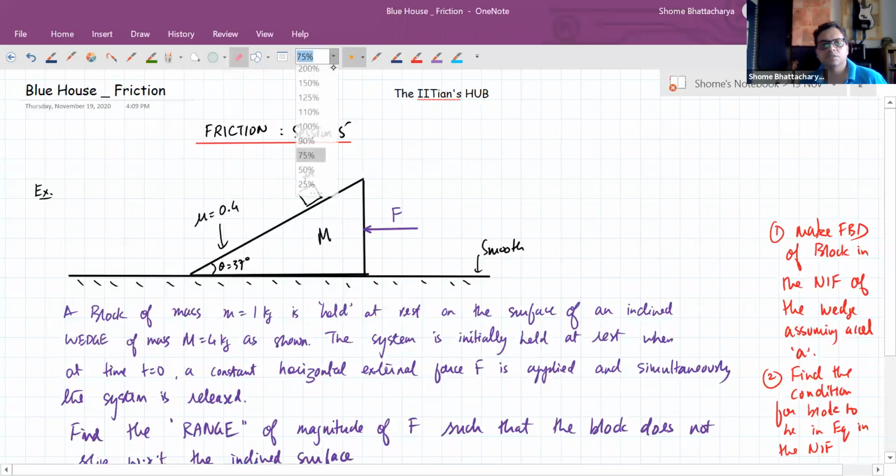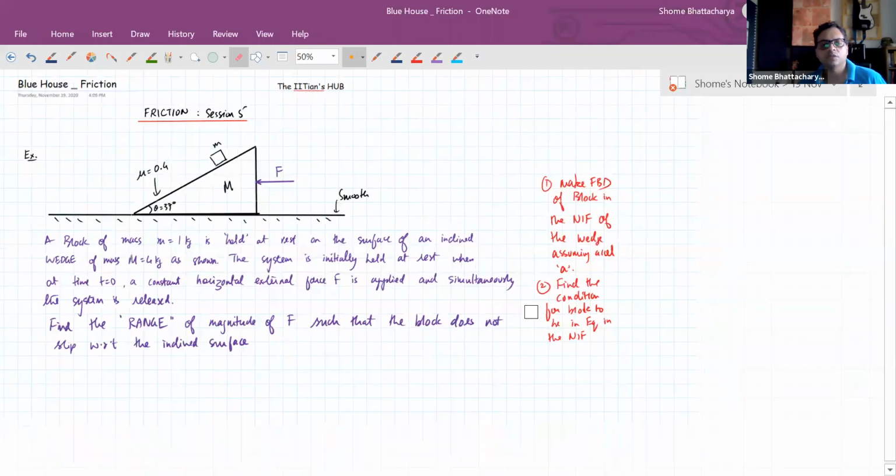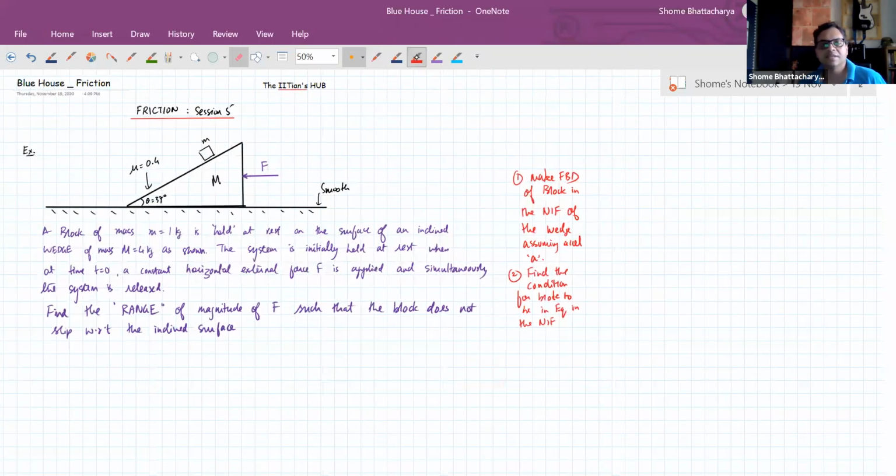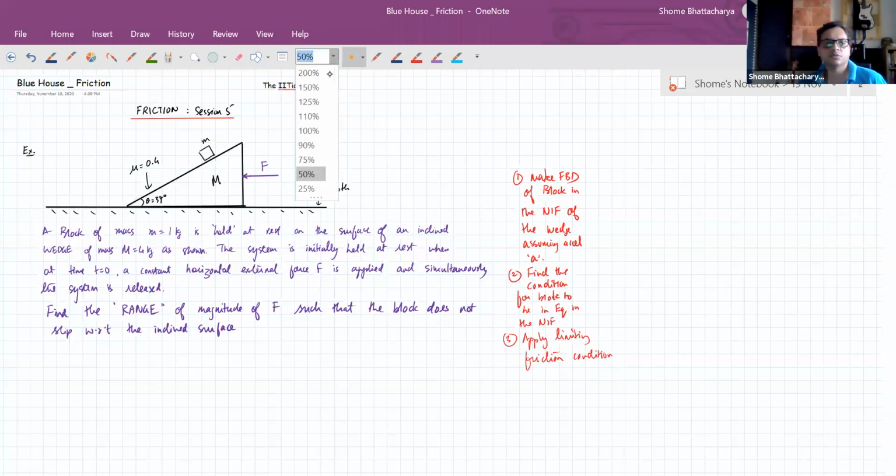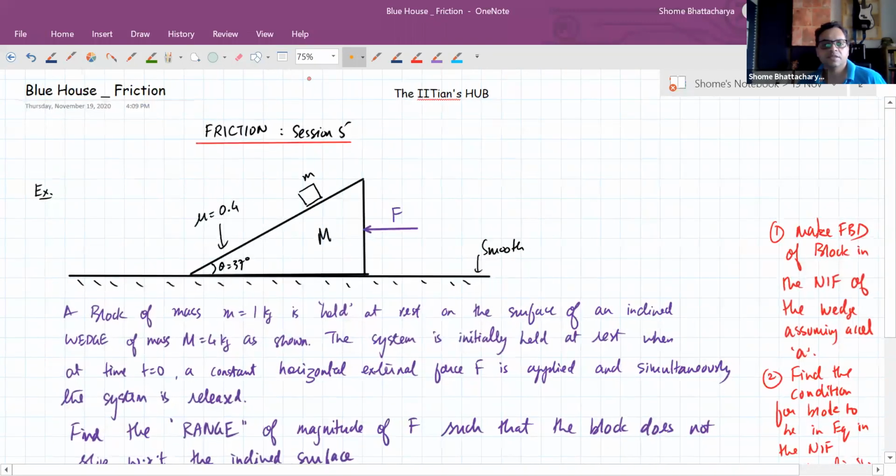So once you do this much, that you show the condition for the block to be in equilibrium, you will be able to understand the next step where we'll apply the limiting friction condition. Okay. So start by making the free body diagram. Step number one, which I've shown over here. Start with that, okay, because that is the most important step over here.